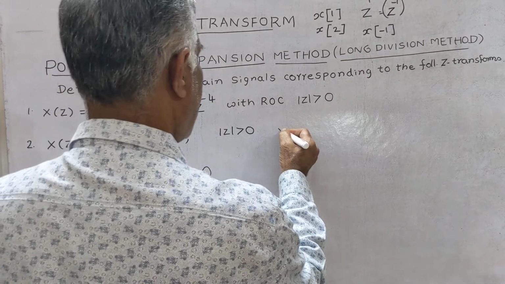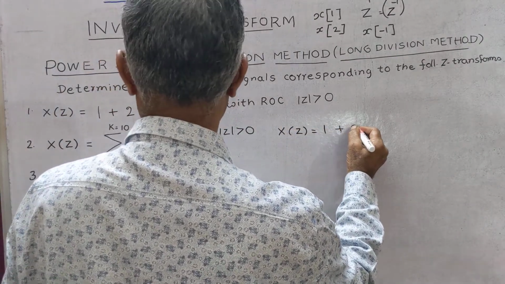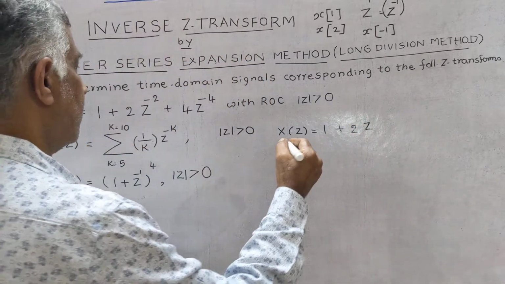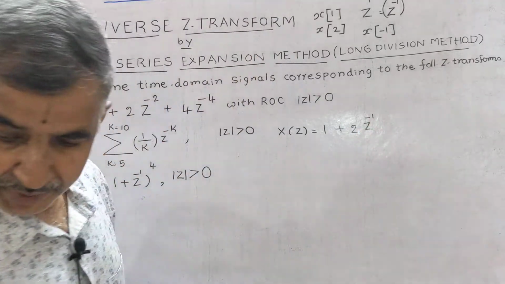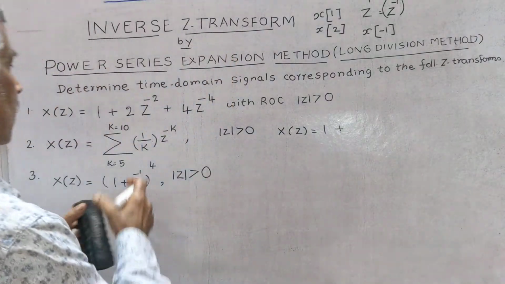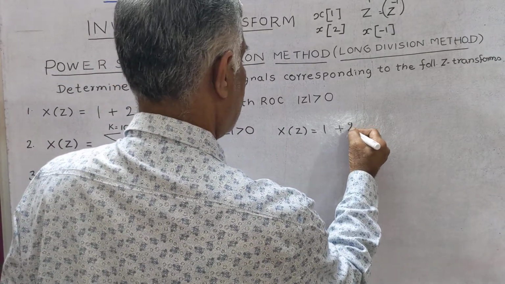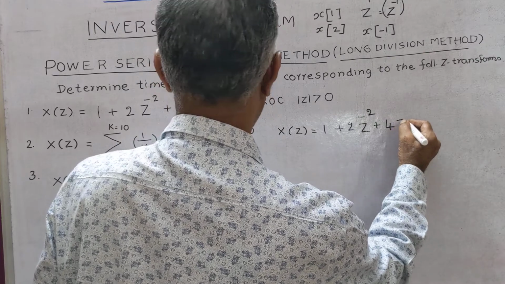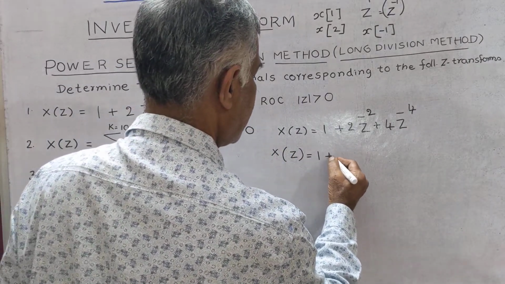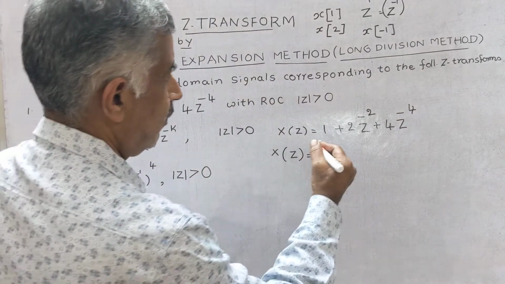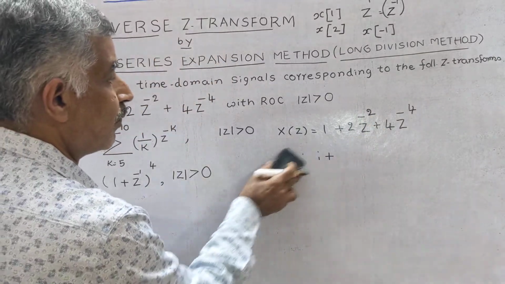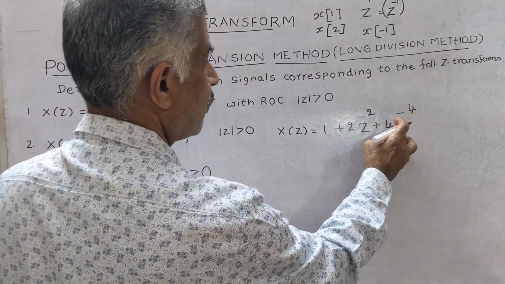Now you can write this X of z as 1 plus 2 z to the power of minus 2 plus 4 z to the power of minus 4. Z to the power of minus 2, its coefficient is 2. Z to the power of minus 4, its coefficient is 4.